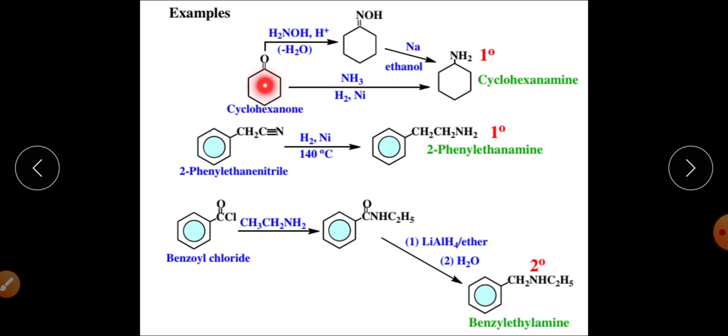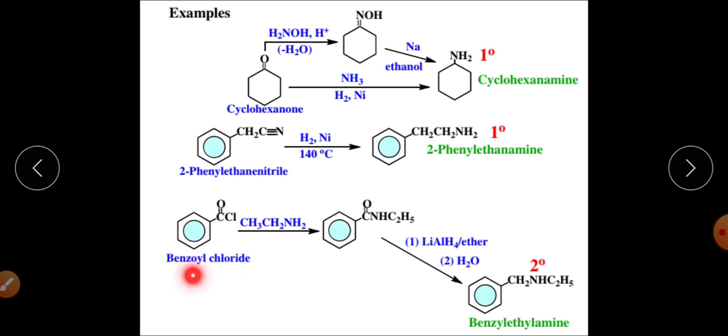This is the cyanide, and you know that cyanide can also be synthesized by nucleophilic substitution reaction of the alkyl halides, right? So alkyl halide can also be converted into amine by using this particular reaction. So this is the cyanide, and this cyanide on catalytic reduction will get converted into a primary amine, that is 2-phenylethanamine is the product.